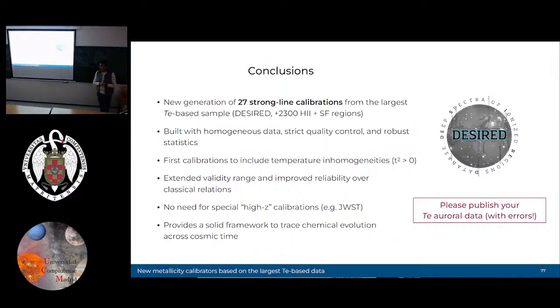We are presenting a new generation of 27 strong-line calibrations using the largest database with auroral lines, the DESIRED sample. These are homogeneous data with strict quality control and very robust statistics. These are the first calibrations which consider both homogeneous and inhomogeneous temperature determinations. We extend the validity range for most of the calibrations from the literature, and we think that we do not need special calibrations for high-redshift objects, but this is work in progress. And this hopefully will provide a strong framework for the study of chemical evolution across time.